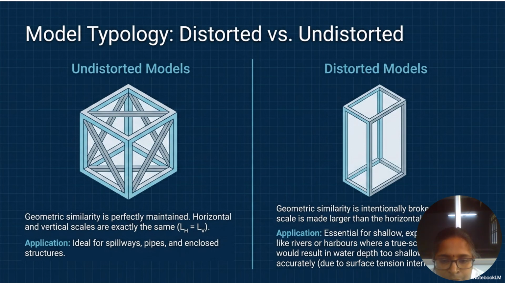Whereas in a distorted model, geometric similarity is intentionally broken, and the vertical scale is made larger than the horizontal. That is, LH is not equal to LV, and it is applied in the areas of rivers and harbors, where a strict scale ratio would result in water depth too shallow and inaccurate due to surface tension interactions.